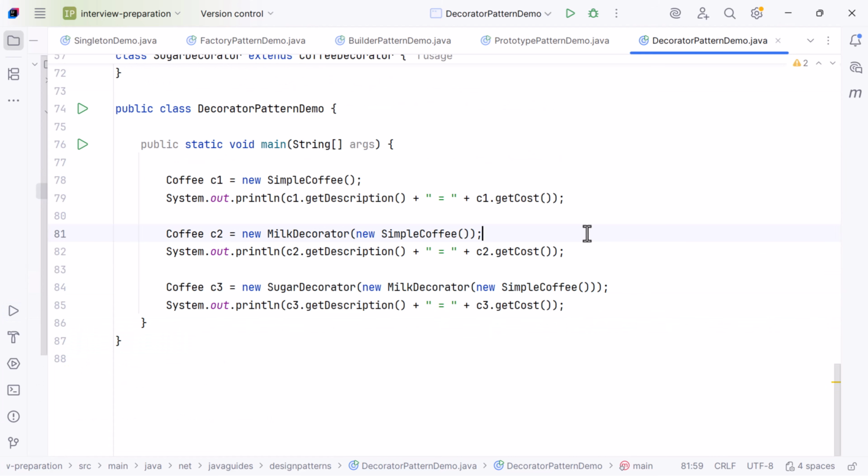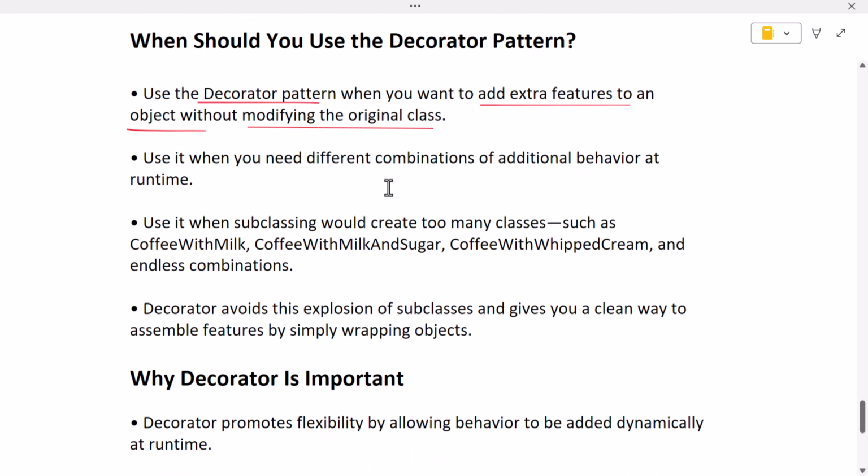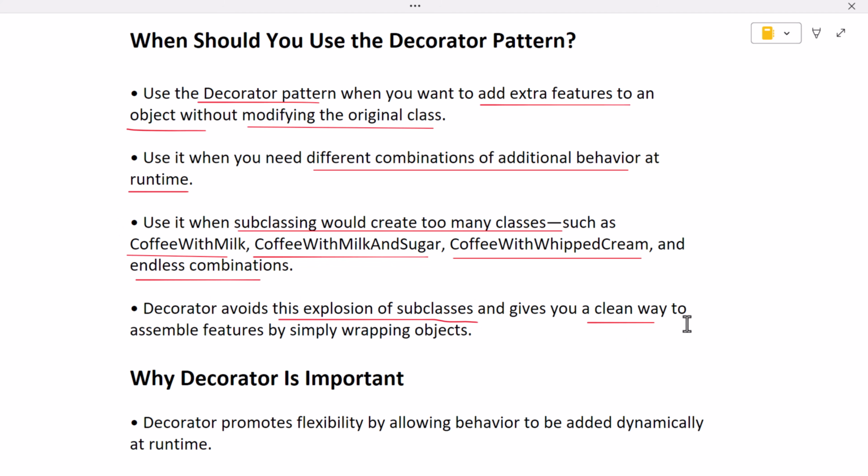Now let's see, when should you use the decorator pattern? Use the decorator pattern when you want to add extra features to an object but do not want to modify the original class. Use it when you need different combinations of additional behavior at runtime. Use it when subclassing would create too many classes. For example, coffee with milk and sugar, coffee with whipped cream, coffee with milk, sugar, cream, and so on. Decorator avoids this explosion of subclasses and gives you a clean way to assemble features just by wrapping objects.